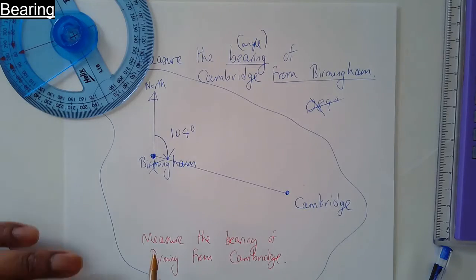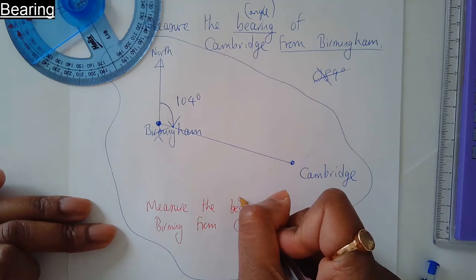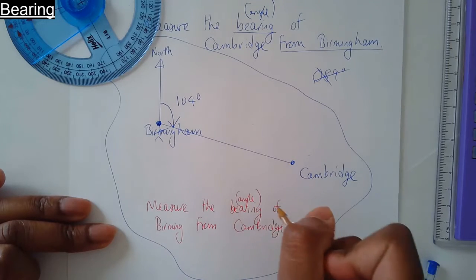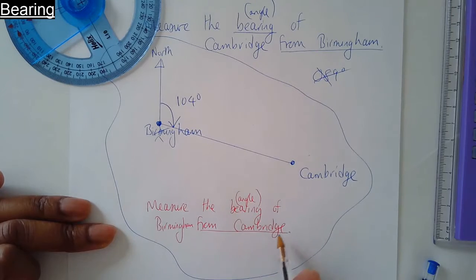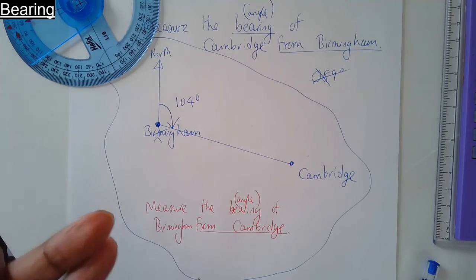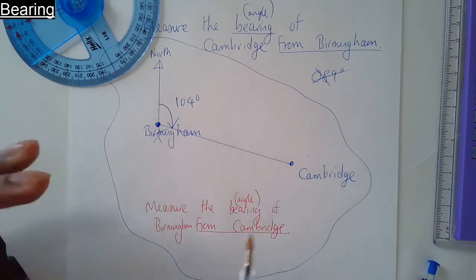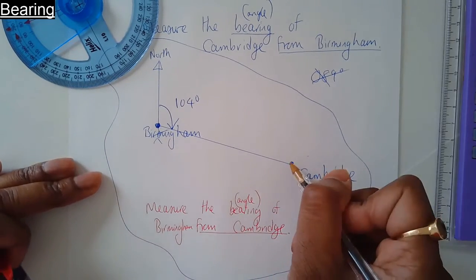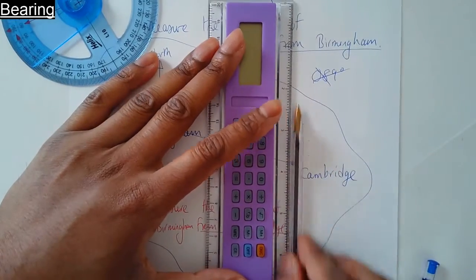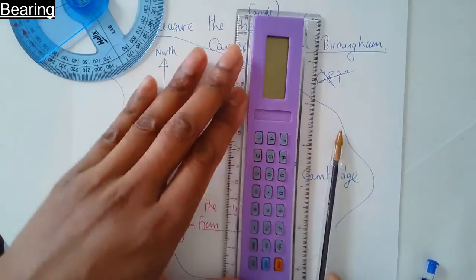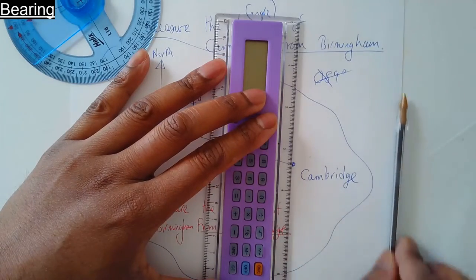Now this time, measure the bearing, that's angle, of Birmingham from Cambridge. From, so that's where I'm travelling from. So obviously I'm at Cambridge this time, according to this. What you do, same as before, draw a north line. It needs to go straight up, not like that. That ruler needs to be parallel to the edge of the page.